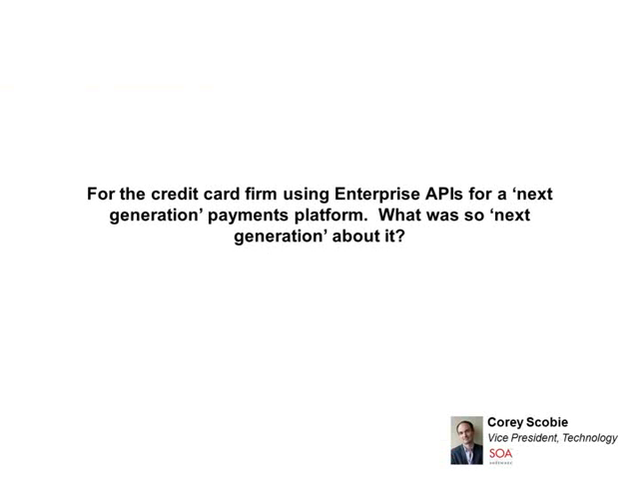Great. Corey, I think there was a lot of interest in terms of what kind of business engagement thinking goes into these kinds of projects. So let me just go back to the beginning here and basically refresh people's minds with the idea of the credit card example you used. You mentioned the credit card firm that used the enterprise APIs to establish what you called a next-generation payment platform. What was so next-generation about it? And are there features about it that could be used for something else beyond payments?